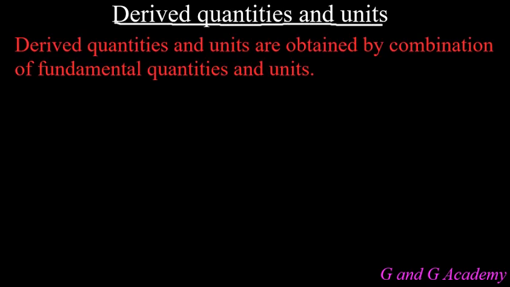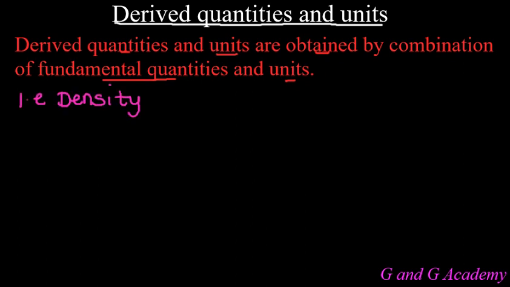quantities and units. Okay, now let's first start by describing the derived quantity, which is actually the combination obtained by combining fundamental quantities together. Are you getting me? The same thing with the derived units. They are simply obtained by combination of basic units. Are you getting what we are trying to say?